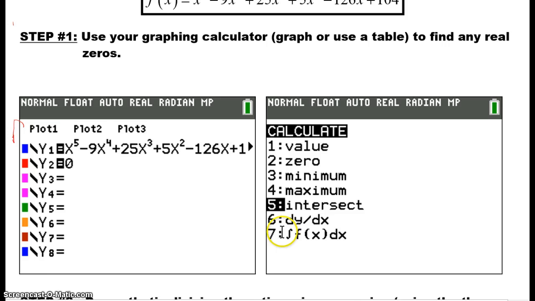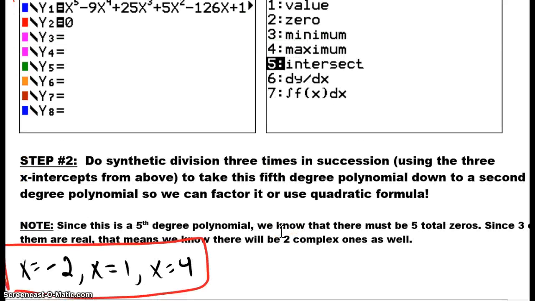So now what I'm going to do is take my polynomial and use my 3 real roots, and step number 2, I'm going to do synthetic division, in this case 3 times in succession, because doing it 3 times is going to take that 5th degree polynomial from a 5th degree to a 4th degree to a 3rd degree and then to a 2nd degree, or a quadratic, and then I can either factor it or use the quadratic formula. And then note, because this is a 5th degree polynomial, there's got to be 5 total zeros. Since 3 of them are real, we know there's going to be 2 complex ones. Those are the ones we're going to find last.